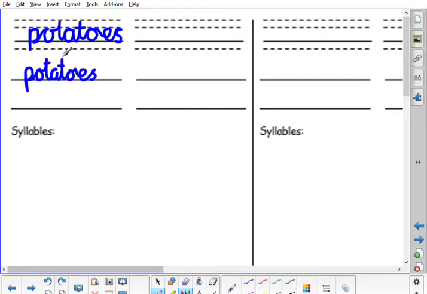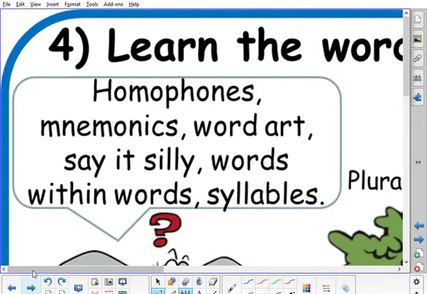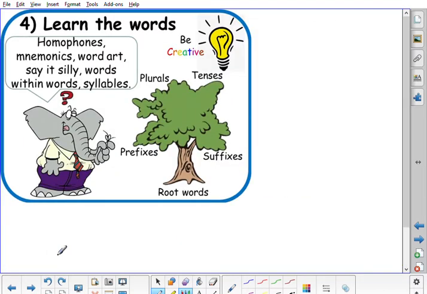There we go. Right, so you need to do that 8 times with 8 different words inside your zapper. So let's have a look at what to do next. Step 4 is learn the words. You might find some homophones, you might make up a mnemonic, you might draw some word art, you might work out how to say it silly, look for some words hiding within words, count the syllables.